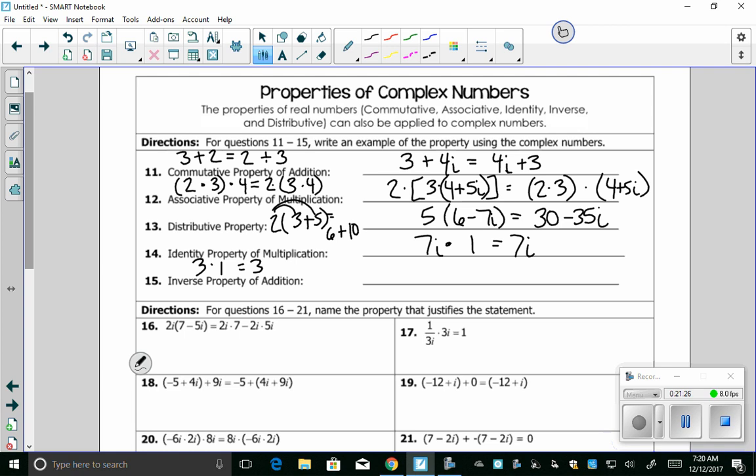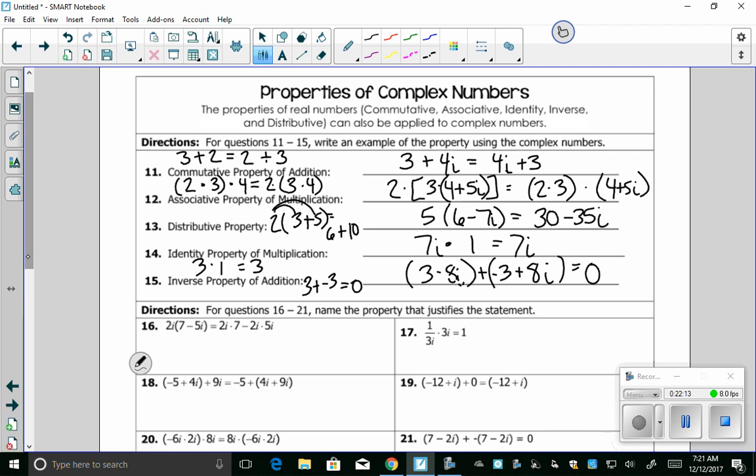The inverse property of addition wants to know what do I have to add to it to give me 0. So what do I have to add to 3 to give me 0? Well, negative 3. So what do I have to add to 3 minus 8i to give me 0? Well, to cancel out a 3, I have to have negative 3. And to cancel out a negative 8i, I have to have a positive 8i. So all I did was change the signs.